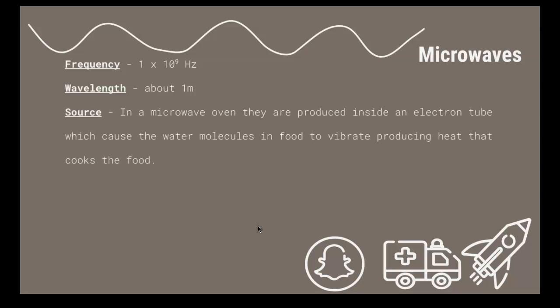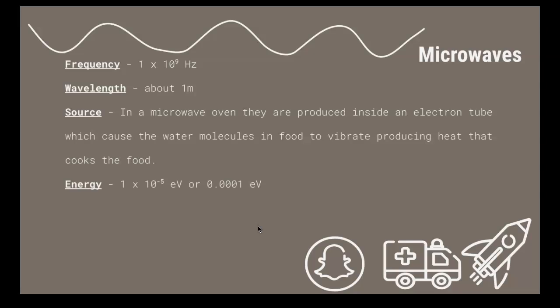They come from an electron tube inside the microwave oven that you probably have in your house. What they're doing is disturbing these electrons in the tube, going back and forth and back and forth. And what it does is create heat inside the water molecules in the food, and that's what cooks the food. So if you had something in your microwave that was really dry, it might not actually heat up that well because it doesn't have enough water in it.